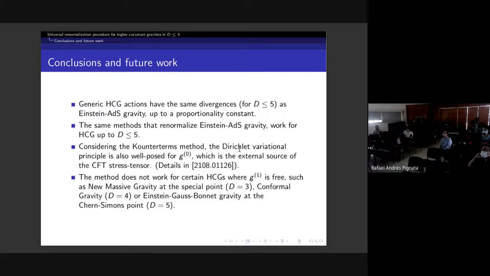So the moral of the story is that the divergence structure of a higher curvature gravity action is the same as for Einstein gravity when you evaluate it in an anti-de-Sitter bulk of up to 5 dimensions, and this allows you to cancel the divergences and obtain a finite generating functional for the CFT.